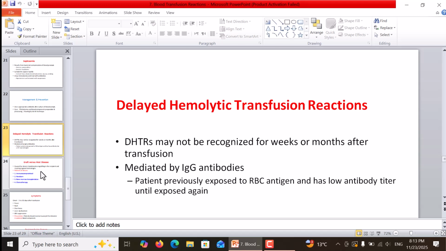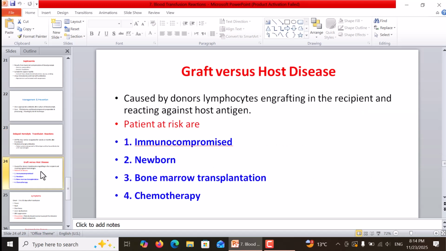Now we have delayed hemolytic transfusion reactions. They are called delayed. Why? Because they might not be recognized for weeks or months after transfusion. They are mediated by IgG antibody. Why IgG? Because one of the properties of IgG is that they are not acute, they are delayed antibodies. Patients previously exposed to RBC antigen have a low antibody titer until exposed again in the future, so we will develop this type of reaction.